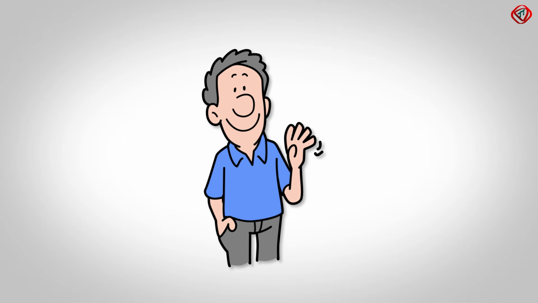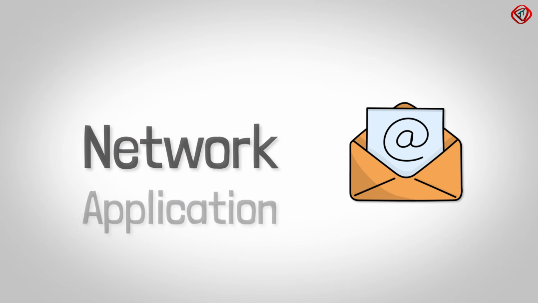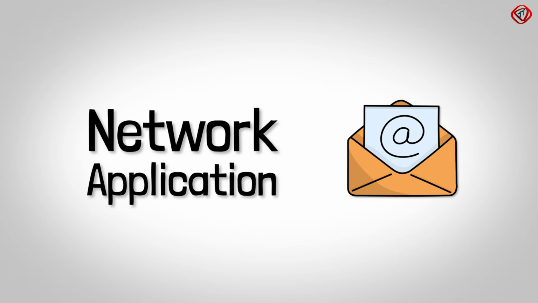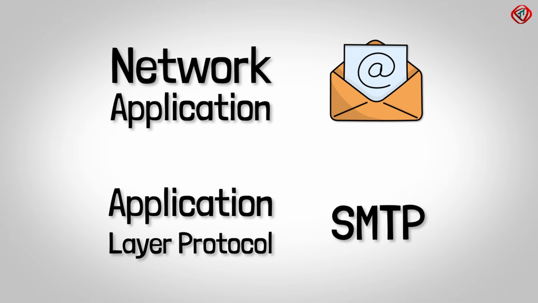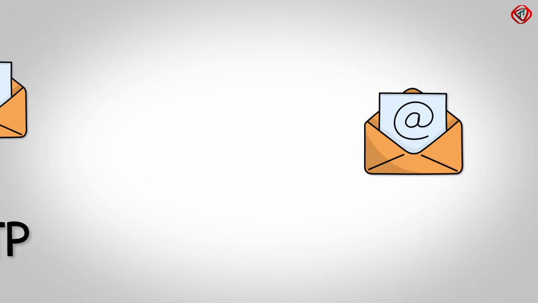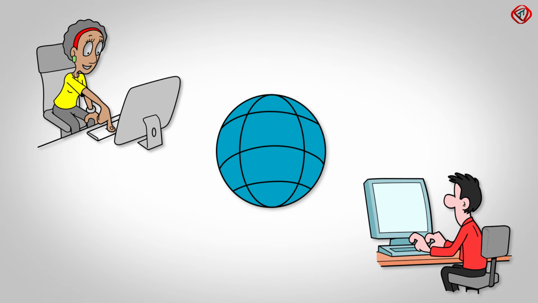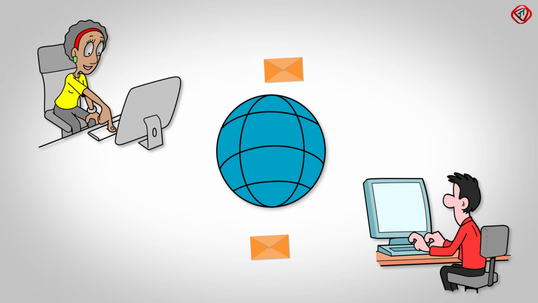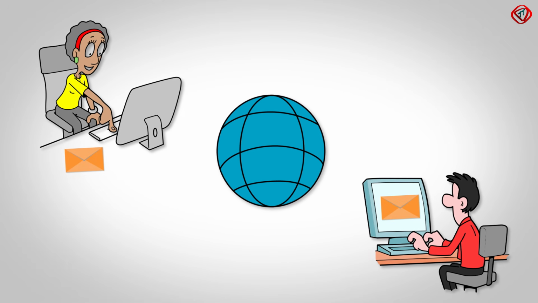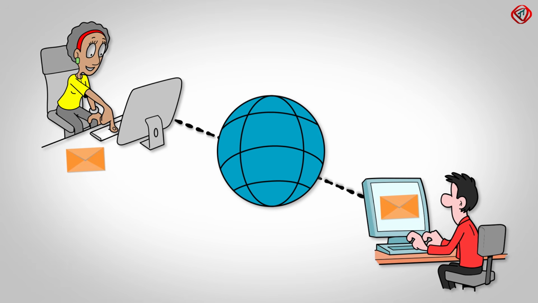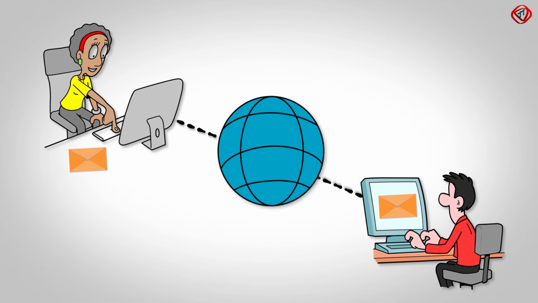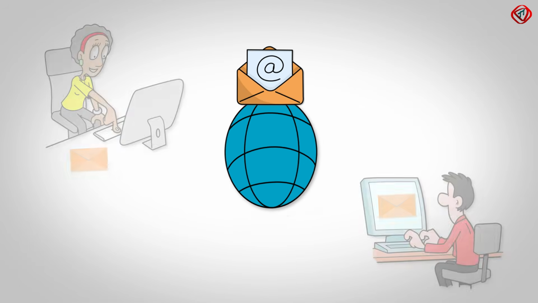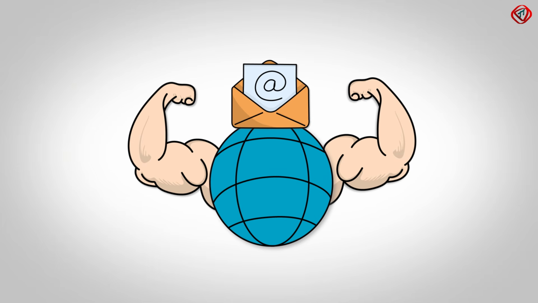Hello everyone. Today we will talk about email as a network application and focus on one of its important application layer protocols, SMTP. Email was one of the first big reasons people started using the internet a lot. It let people send messages to each other almost instantly, which was much faster than sending letters through the traditional postal mail. This made email and the internet itself very popular.